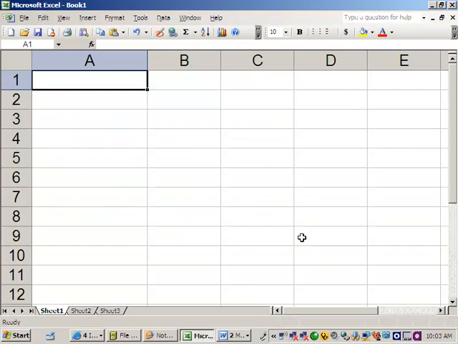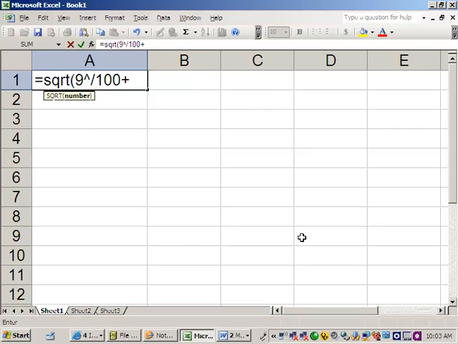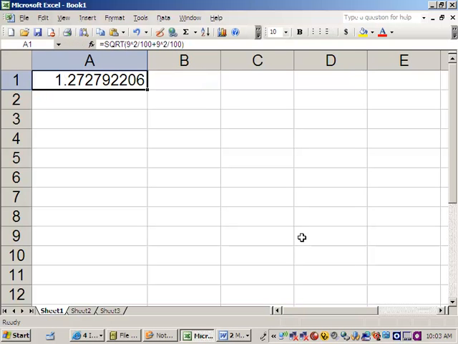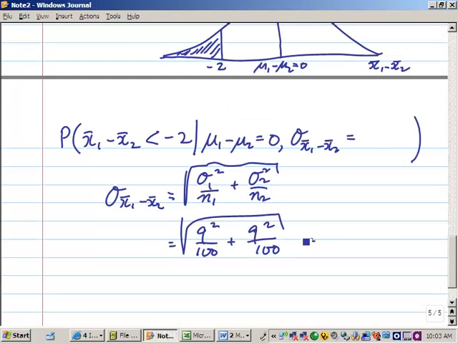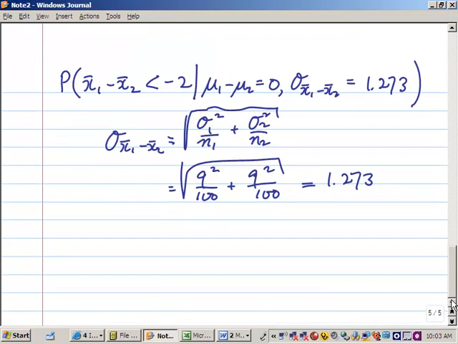So let's go to Excel and do that calculation. It's the square root of 9 squared divided by 100, and then, oops, sorry, I didn't square it. 9 squared divided by 100 plus, and the same thing, 9 squared divided by 100. The answer to that to 4 significant places is 1.273. Now we have a normal distribution in terms of sample differences.